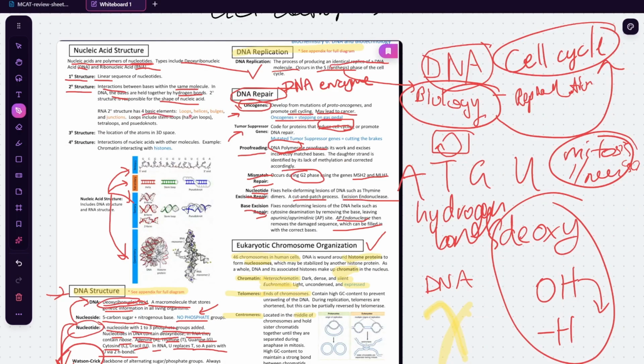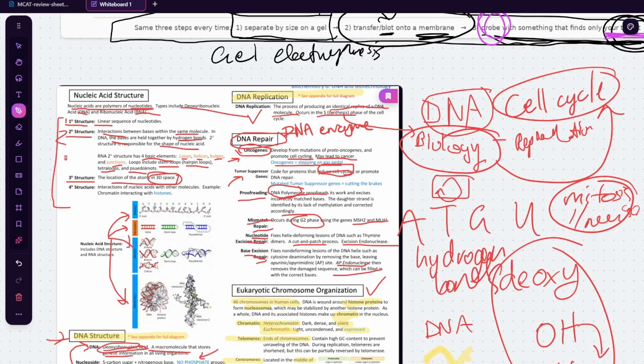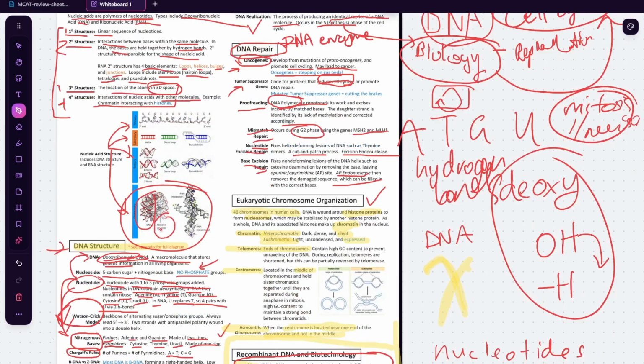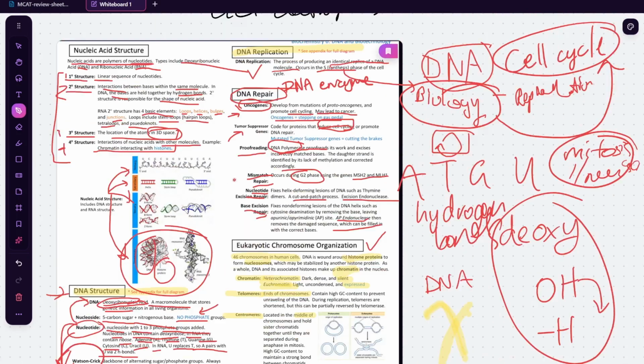And these are the four basic elements. They have loops, helices, bulges, and junctions. Loops include stem loops, also known as hairpin loops, tetraloops, and pseudoknots. In the tertiary structure, the location of atoms are in 3D space now, very similar to the way protein is in primary, secondary, tertiary, and quaternary. Interactions of nucleic acids with other molecules, such as chromatin interacting with histones, is when you get quaternary. So as you can see, DNA here, it has histone protein. So that would be this chapter on DNA.